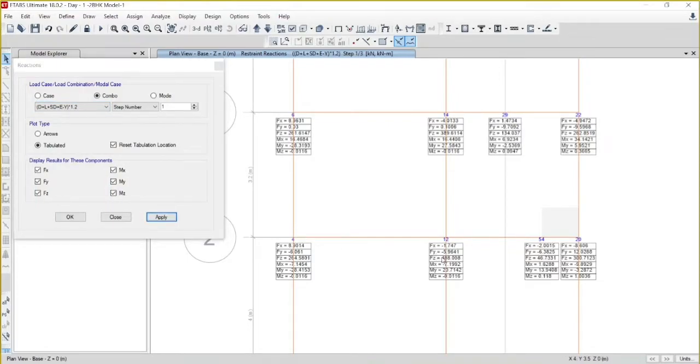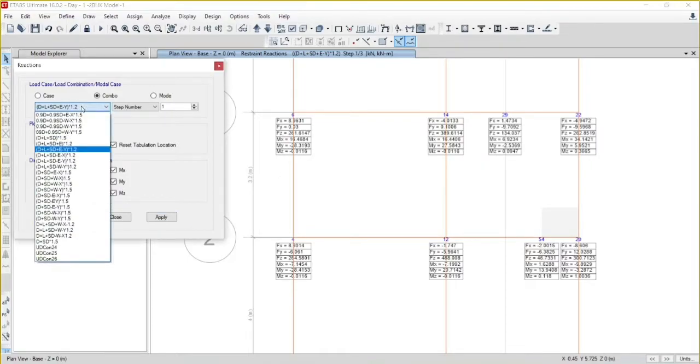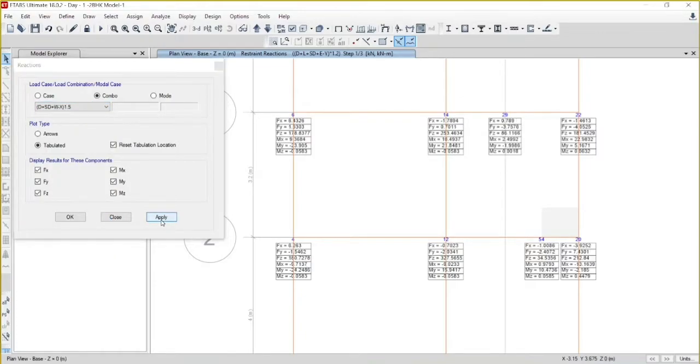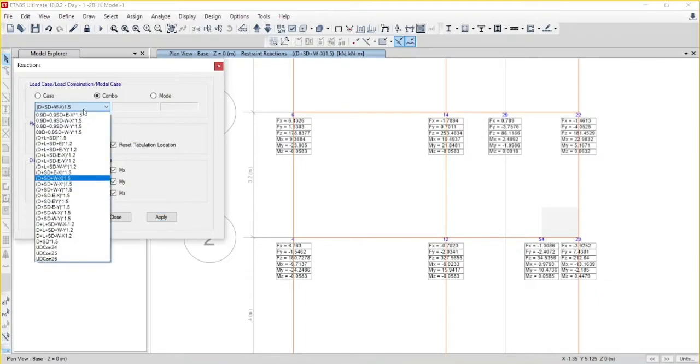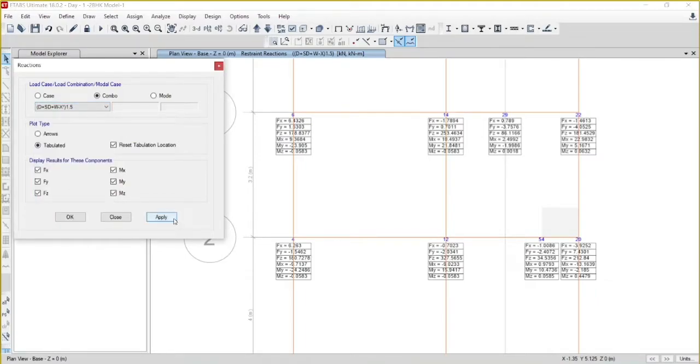Note here that 488. Previously you got 522. This is our, yes. Dead load, super dead load, wind load in x direction, which is 1.5, which is having a maximum horizontal force and vertical force. You can see moment. Okay, this is the way to get analysis.